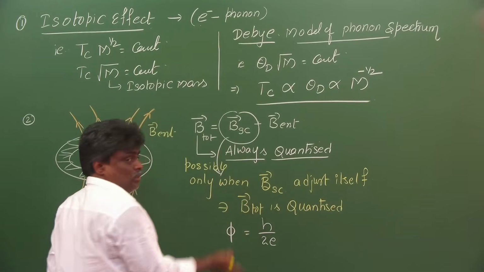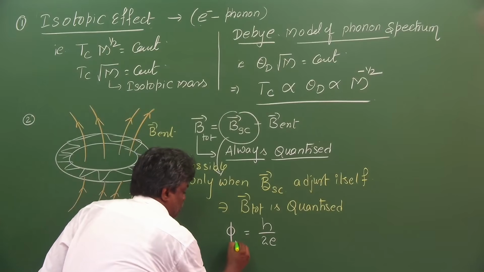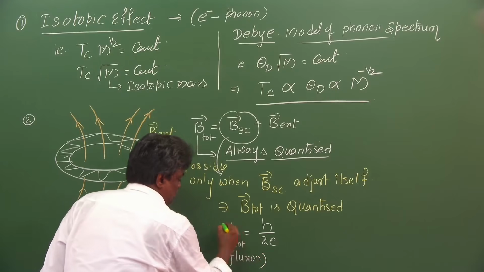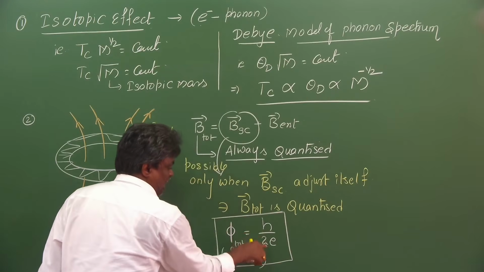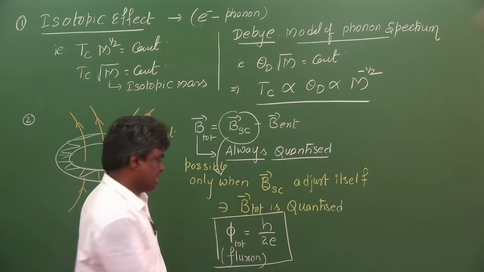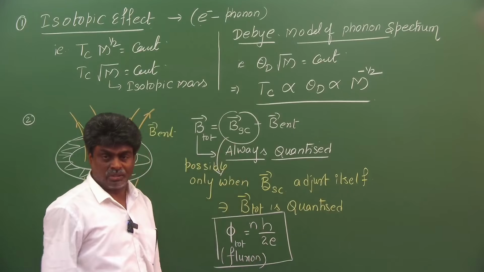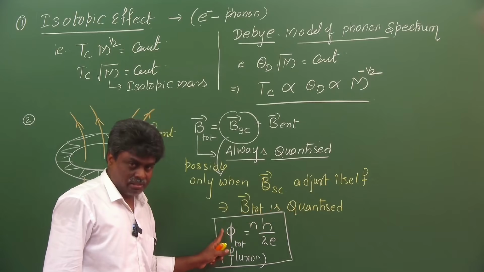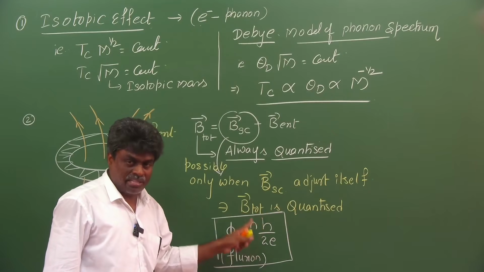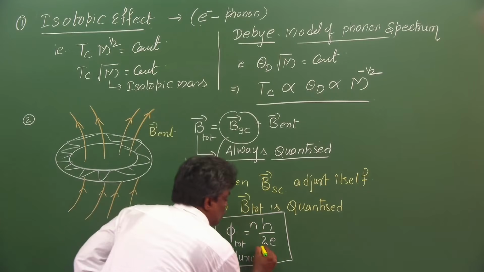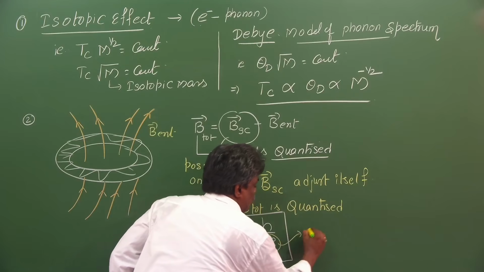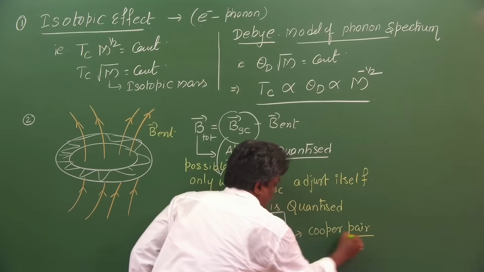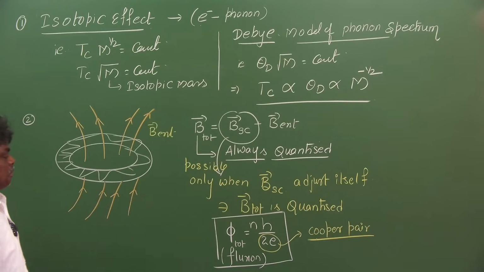What is the amount of flux coming out of this? This is the total, and this we call a fluxon. What is this fluxon? h by 2e. It's quantized. Actually, n h by 2e: the total magnetic flux is equal to n h by 2e. And this 2e is called the Cooper pair. This 2e is nothing but a Cooper pair. And what is a Cooper pair? Let us see. Come on.